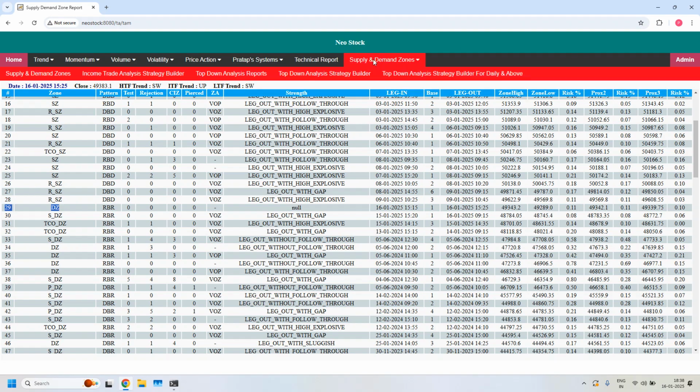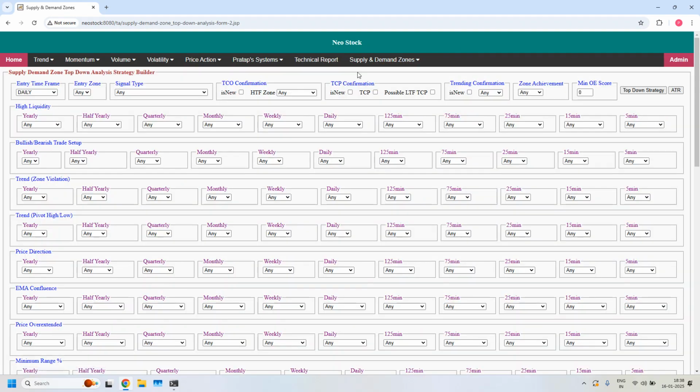Next, we will generate bullish and bearish trade setups for monthly income trade, weekly income trade and daily income trade. In short, MIT, WIT and DIT. Okay, first let us generate the bullish trade setup for monthly income trade. So for the MIT setup, bullish trade setup, the entry time frame is daily. Entry zone should be demand zone.